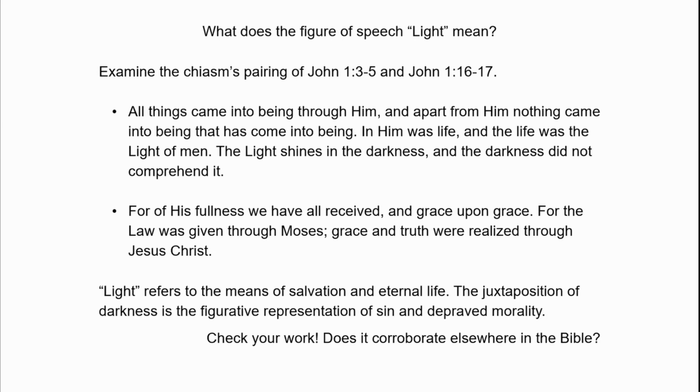With careful observation, you can see that light is in reference to the means of salvation and eternal life. The juxtaposition of darkness is the figurative representation of sin and depraved morality. You should always check your work elsewhere in the Bible, for example, John 3:16, which would corroborate this observation.